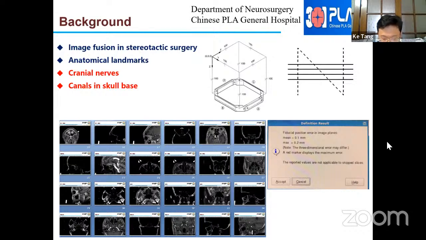Diagnostic MRI co-registered with stereotactic CT can be used for accurate target location. When we use stereotactic CT, the mean error of the fiducial position is 0.1 millimeter. The maximum error of the fiducial position is 0.2 millimeter. CT scans can avoid geometric distortion and provide accurate stereotactic space by precisely defining the fiducial markers.